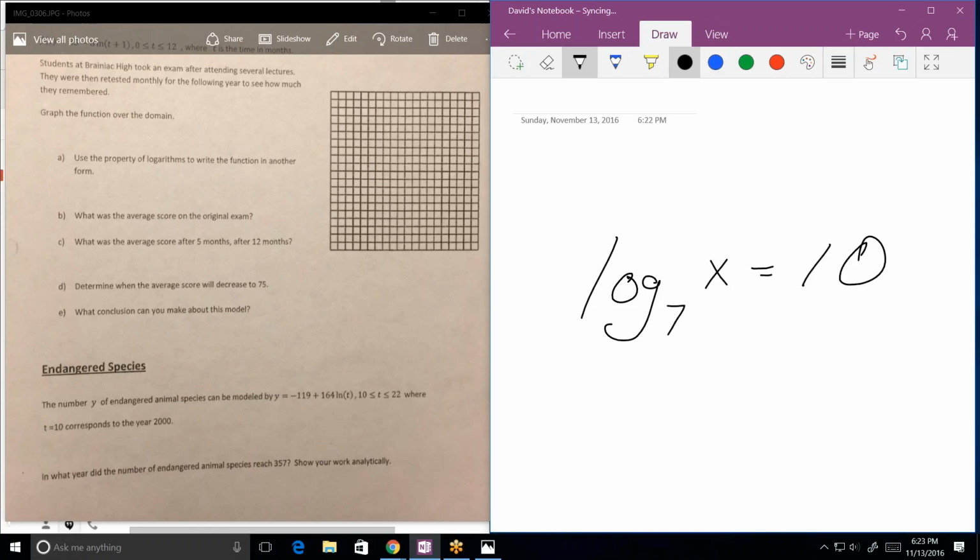I don't know what x is. X is between 1 and 2, has to be. But the way I solve this is by converting it to exponential. The way I remember it is I take the number on the far left, raise it to the power on the far right, and it's equal to the thing in the middle. So I get 7 to the 10th equals x.